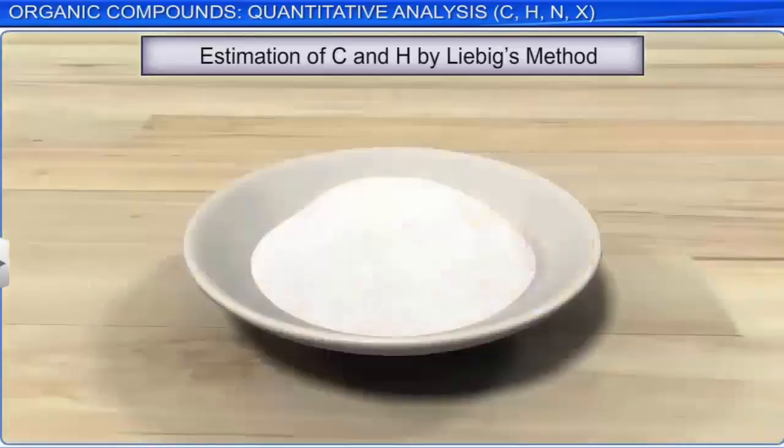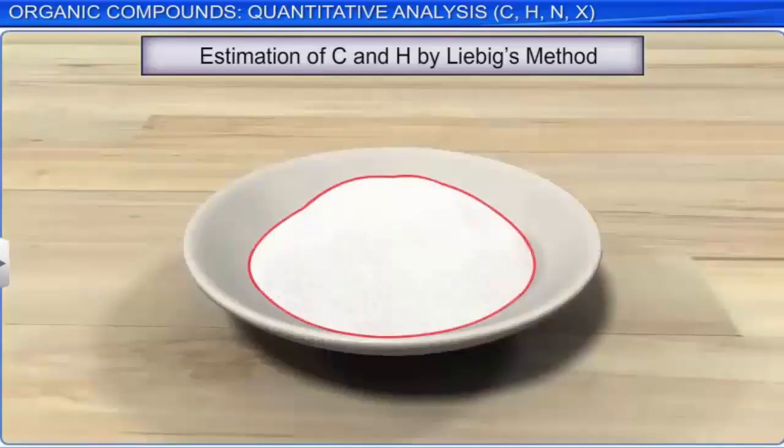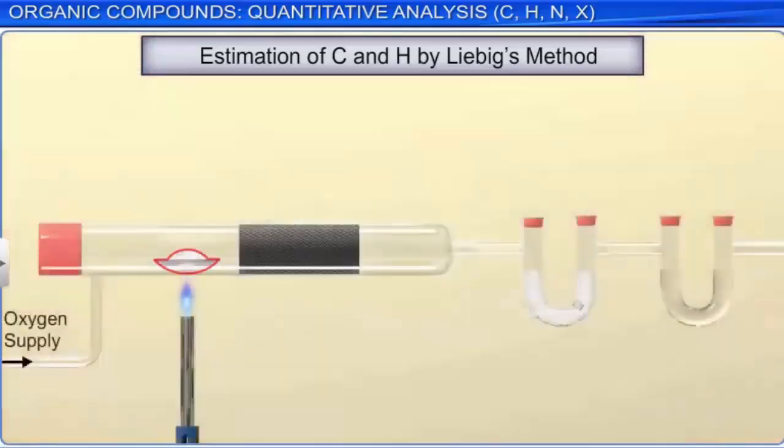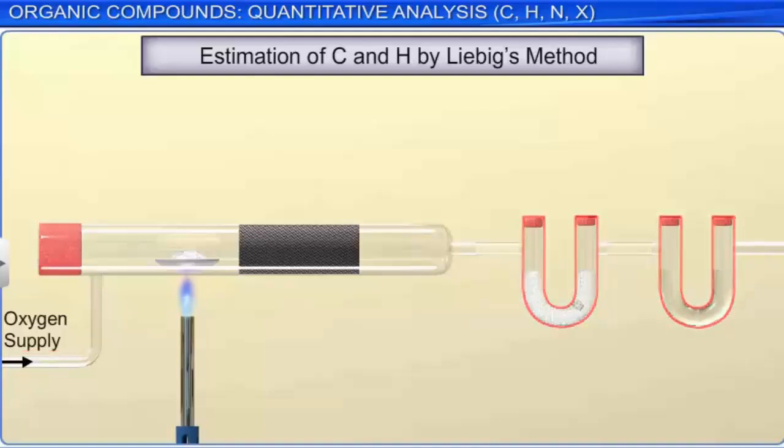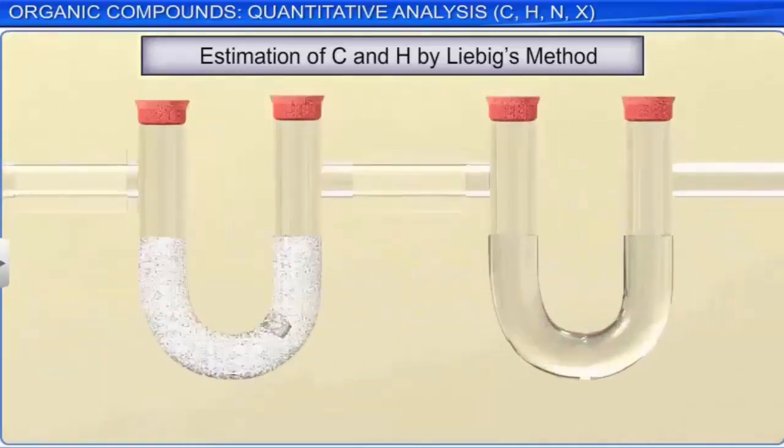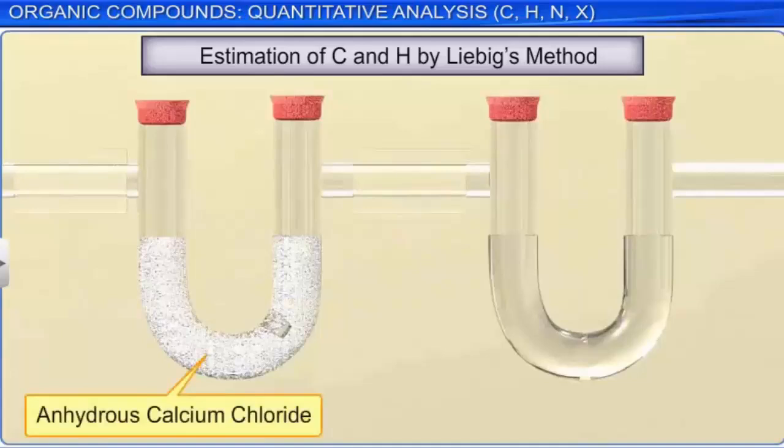In this method, a known quantity of the organic compound is placed in the platinum or porcelain boat. The boat is placed in the glass combustion tube packed with copper 2 oxide pellets. One end of the combustion tube is connected to the oxygen supply, and the other side is connected to the two U-shaped absorption tubes. One of the absorption tubes contains anhydrous calcium chloride, while the other contains concentrated potassium hydroxide solution.